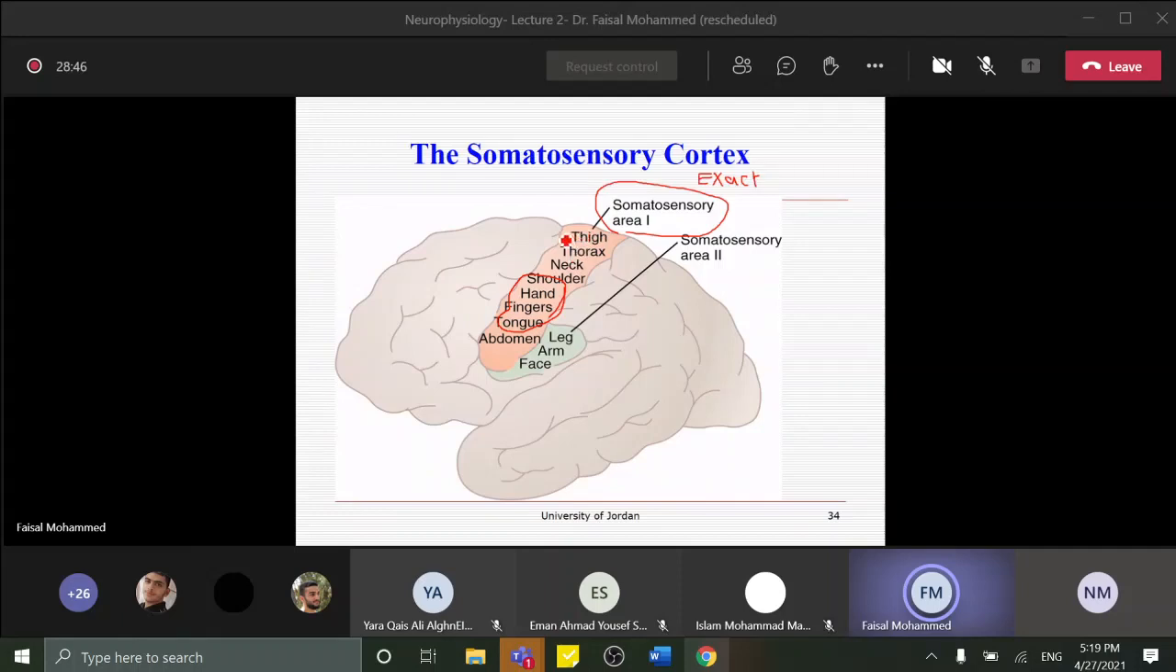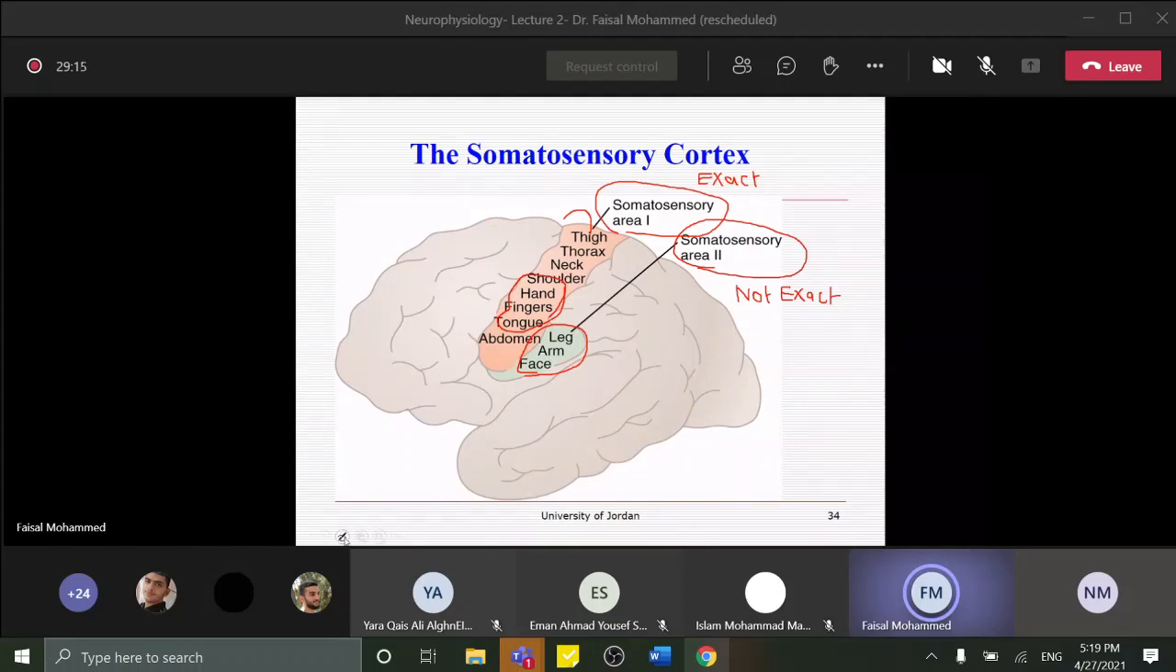This is the lateral side, and it goes down inside here, the lower limb on the medial side. There is an area beside it, just around it here, called somatosensory area number 2. This is not exact. Not an exact area, a crude area. The representation is not exact like the first, number 1.